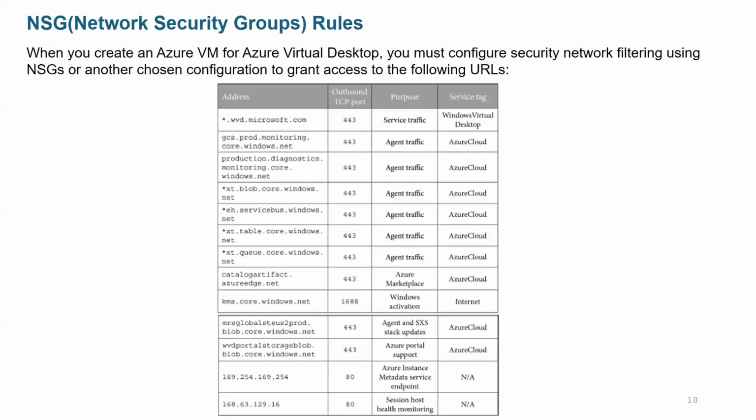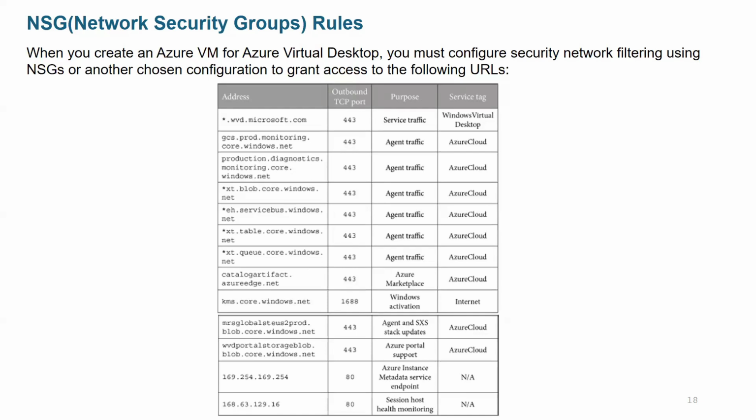For the NSG security groups, we have to open all these ports and these URLs, like WVD, Microsoft.com. We require all these URLs and port numbers to communicate with Azure Virtual Desktop from the client to the Azure cloud. So we have to open all these ports. Otherwise, users cannot access, right?